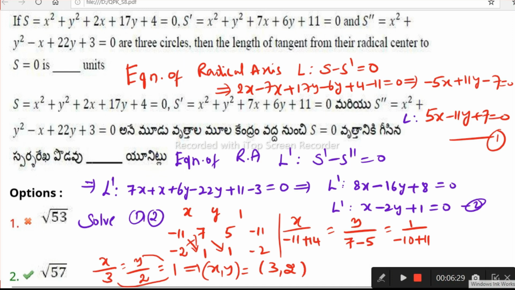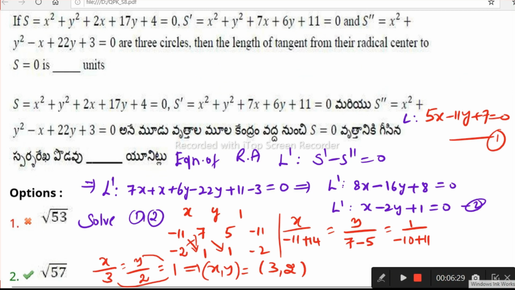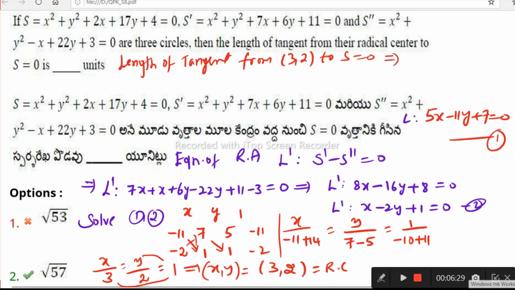This point is taken as x1, y1. Since they asked for 2S, let us use that. Okay? So now let us see. Length of tangent from 3, 2, which is called the radical center, to S. Radical center RC, from the radical center to S they asked. Length of tangent from 3, 2 to S is equal to 0. What is that formula? It implies root S11.